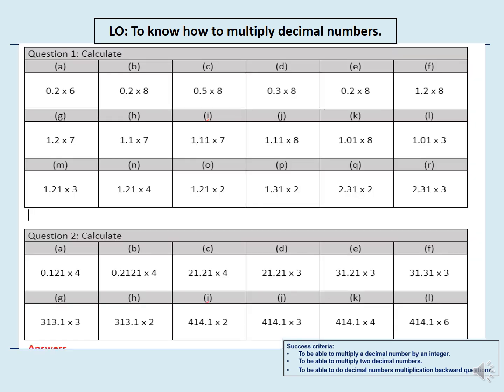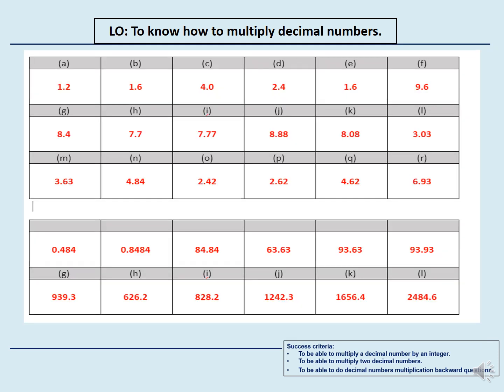Here are more questions for you to practice. Pause the video, have a go with all questions, then start the video again and check your answer. Here are the answers. Change to green pen and marker. Did you manage to do all of them right? That's great, well done.